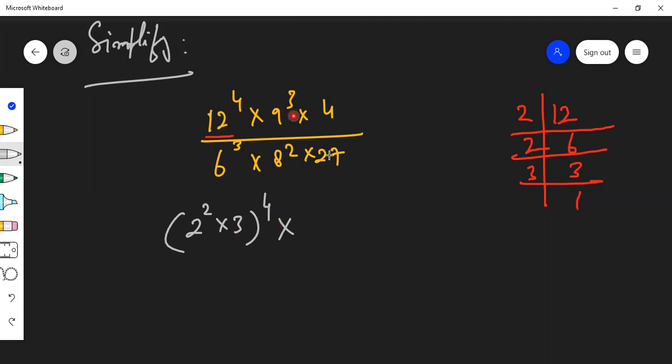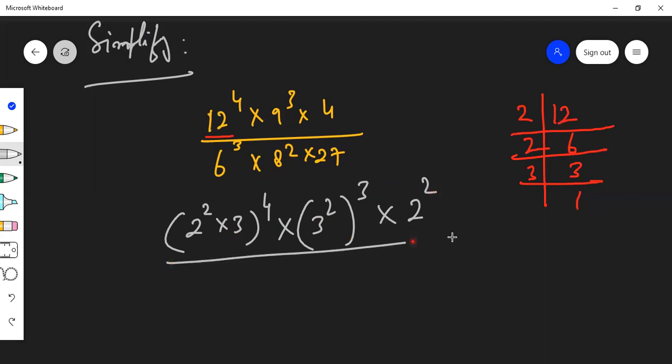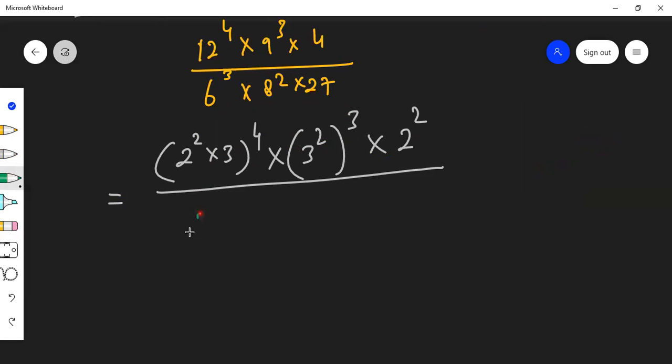Similarly, we know 9 can be written as 3 square. So 3 square cube, and into 4 means 2 square. So 4 can be written as square of 2. 6 can be written as 2 into 3, and we have power 3 of this. And again, 8 can be written as 2 to power 3, and we have square of this.